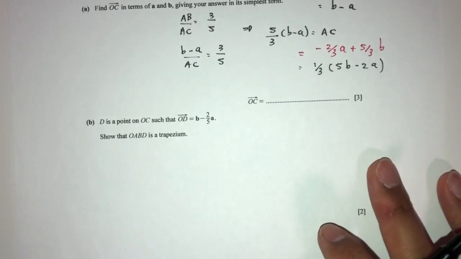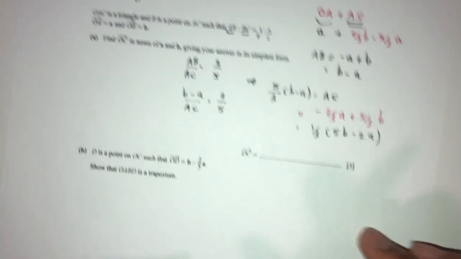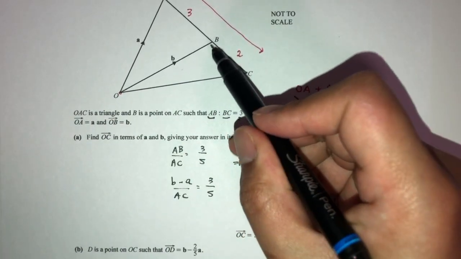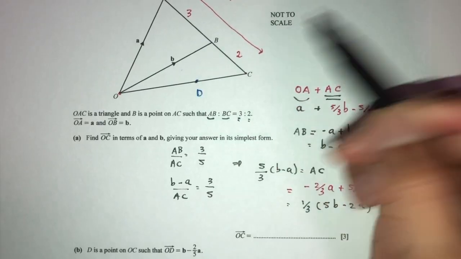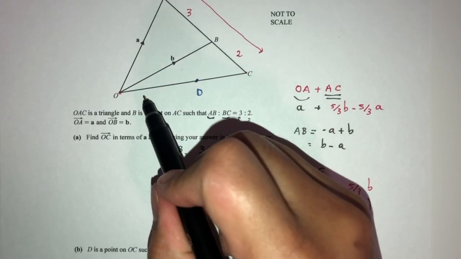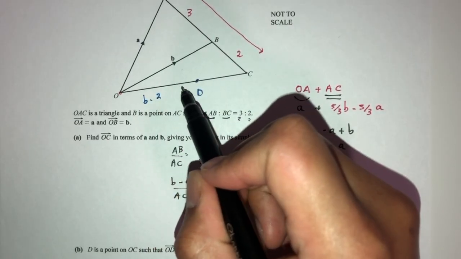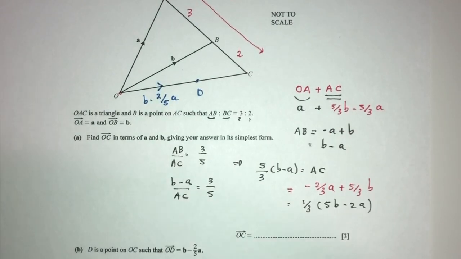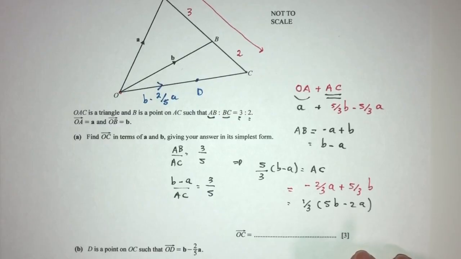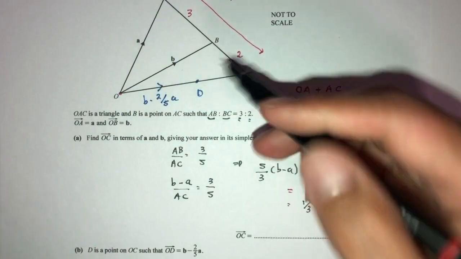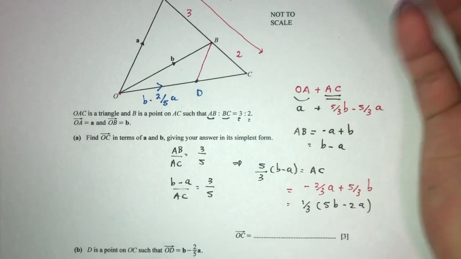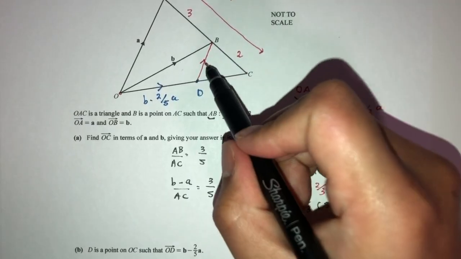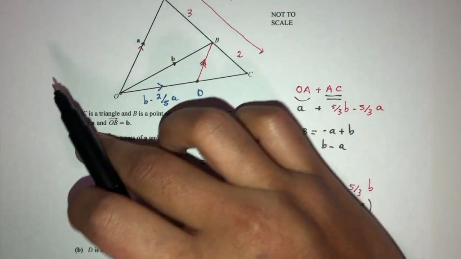Now for part B, we have to what? We have D is a point on OC. Let's say D is somewhere over here, right? For example, such that OD is the value of B minus 2 over 5A, given to you by the question. Now we have to show that OABD, so joining these two, is a trapezium. For it to be a trapezium, this side and this side have to be in the same direction. That's the main idea of being a trapezium. So these two sides have to be parallel.